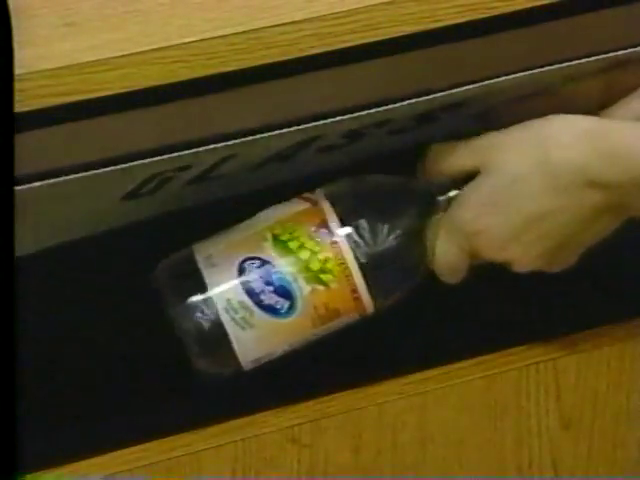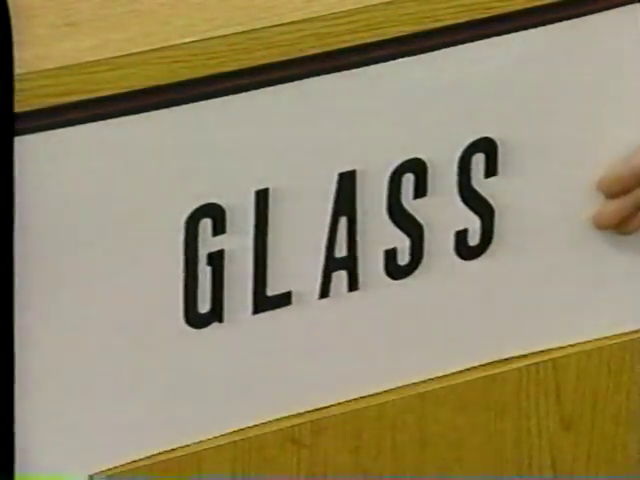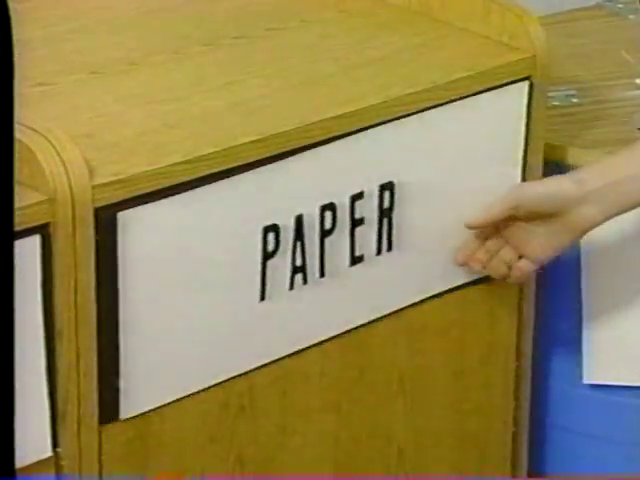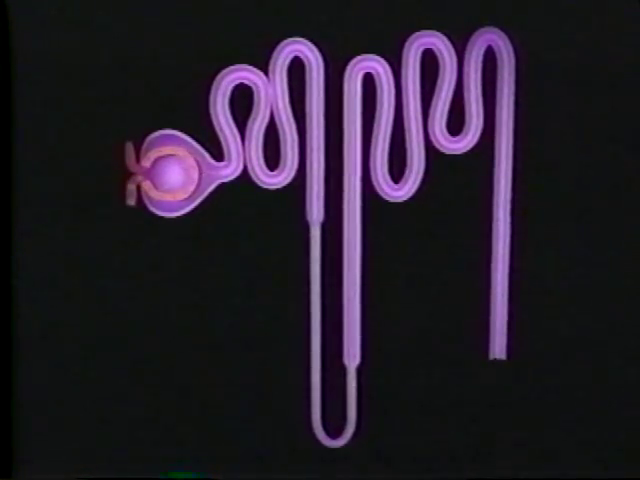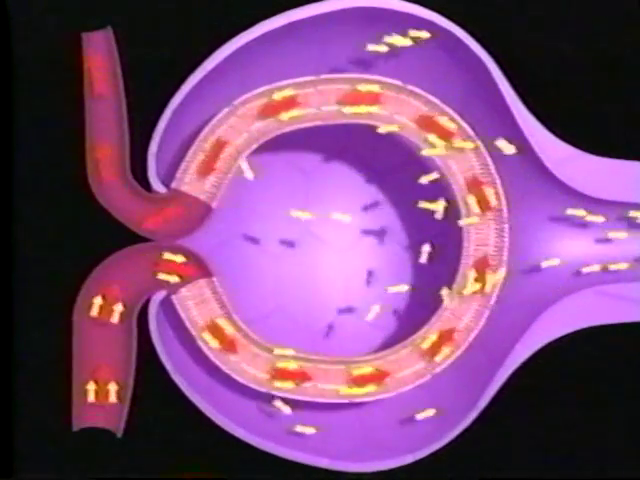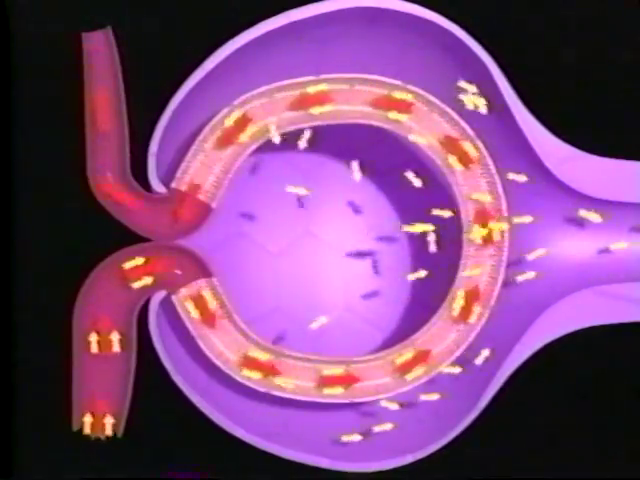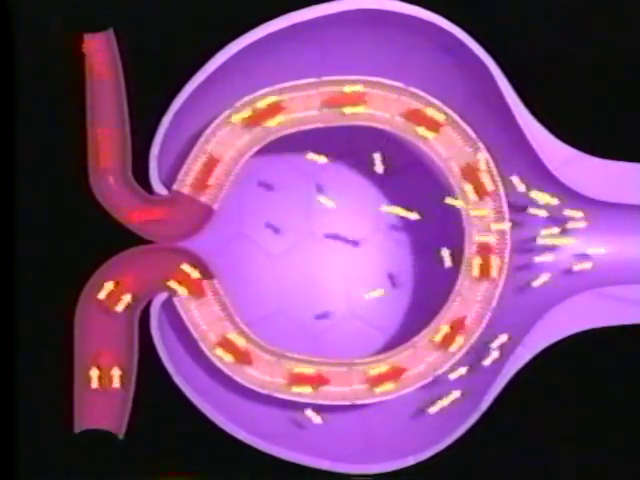Just as recyclable materials are further subdivided into glass, paper, and aluminum, our kidneys are involved in 3 main steps of urine production: filtration, reabsorption, and secretion. To get a better understanding of each step, let's go back to our diagram of kidney structure. Urine formation starts as fluid and small molecules are forced out of the glomerular capillaries into Bowman's capsule. This process is known as filtration.